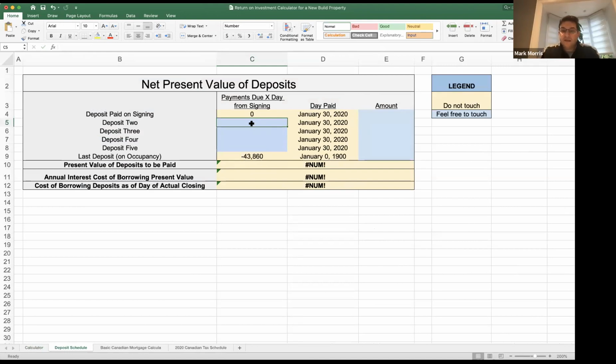We usually have a deposit schedule. Tull, can you unmute and help me out? What's a normal deposit schedule for deposit 2, 3, 4, and 5 on a new build?